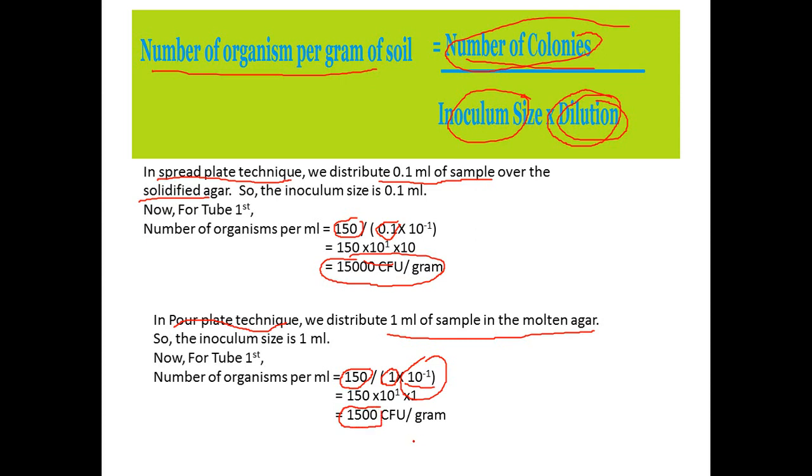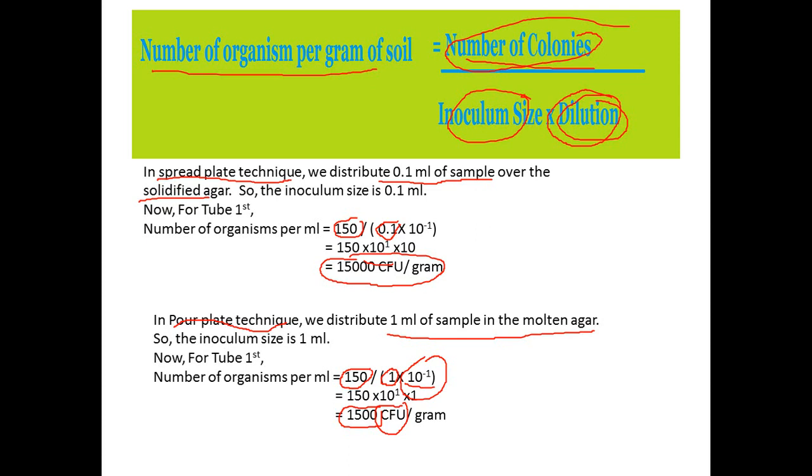So this is about the calculations for the spread plate and pour plate techniques. But you have to remember, I have written here CFU. CFU stands for colony forming unit. Each bacterium is capable of forming one colony. So one colony means one bacterium is present, two colonies means two bacteria are present, and so on.